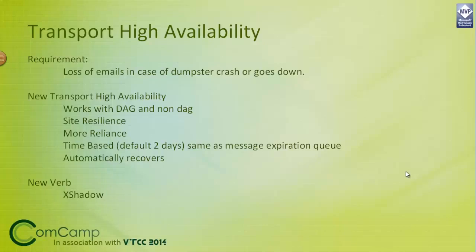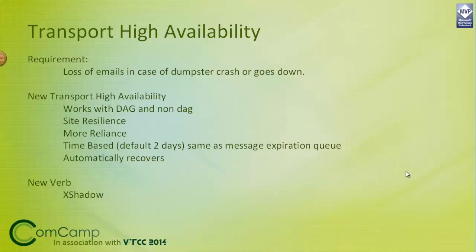in case of the hub transport server crash, we lost the emails. When we look around, we had DAG, we had CAS, we have mail flow in high availability, but the mail queue was not in high availability, which made Microsoft think, and now we have the high availability of the transport queue as well.